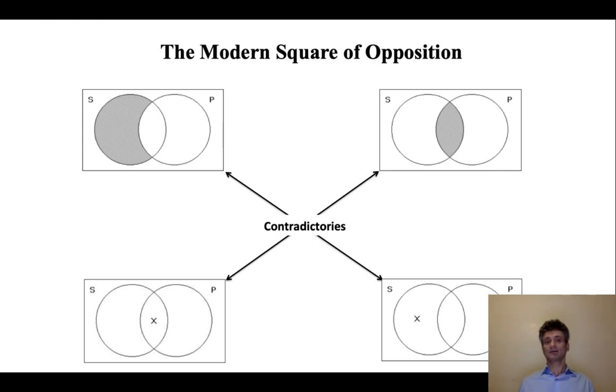So as you can see, since A and E are contraries according to the traditional square of opposition, according to the modern square of opposition now they can no longer be contraries because they can both be true. But according to the relationship of contrary, two propositions cannot both be true.